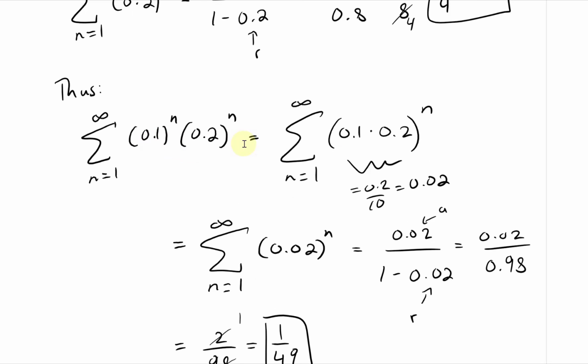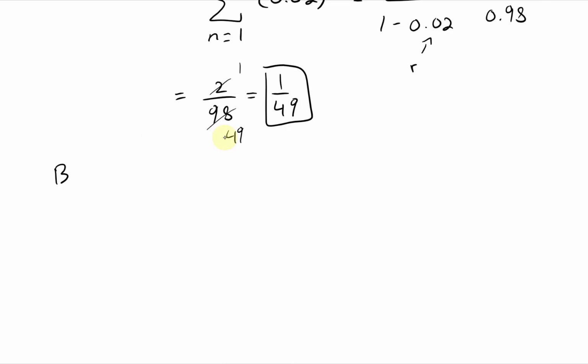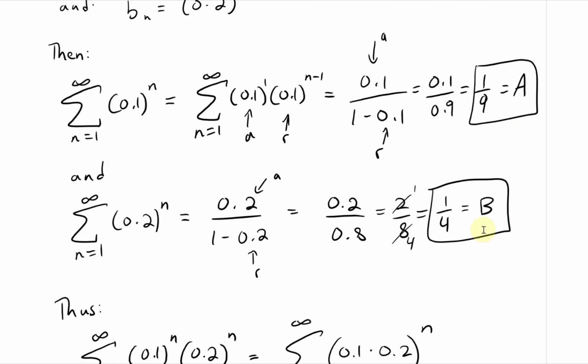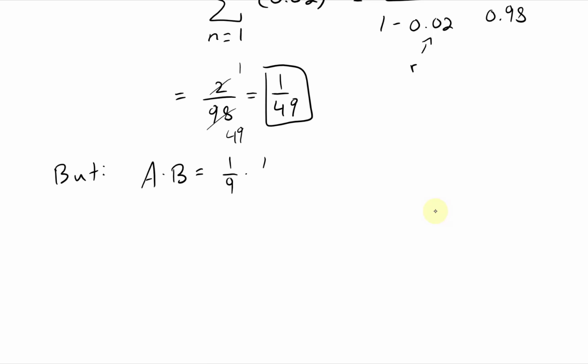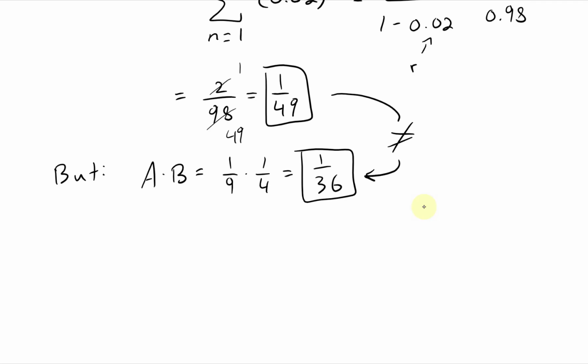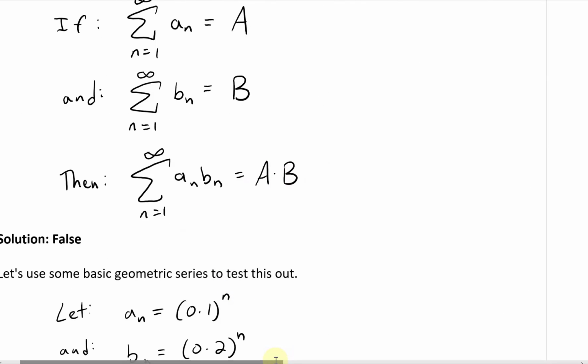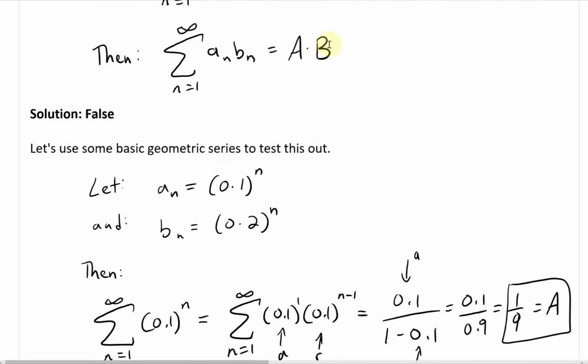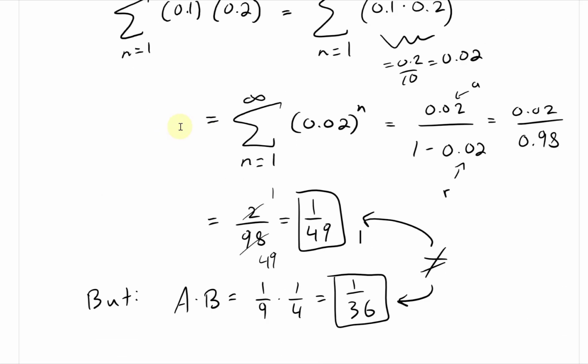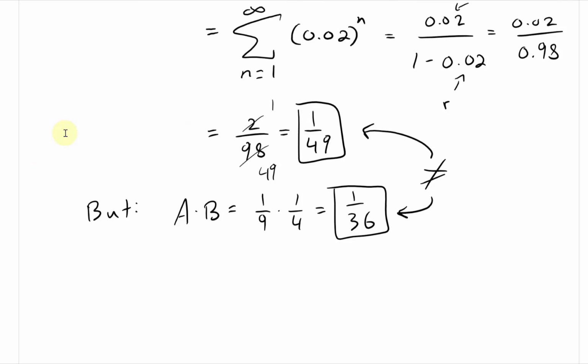All right, so that is what this multiplication equals. But now if we do A times B, we know A is 1 over 9 and B is 1 over 4, so 1 over 9 times 1 over 4 equals 1 over 36. And these two are not equal to each other. Hence it is false. So this is not always the case. That's not a theorem, that's just a false statement, because it doesn't have to be true, as this example shows. So it's very, very interesting stuff.